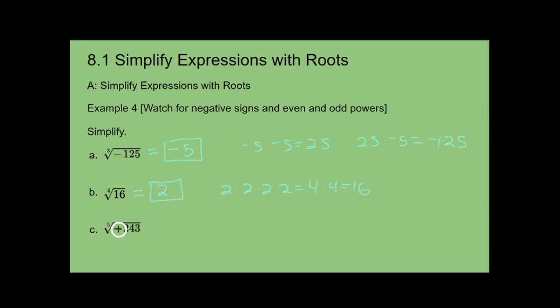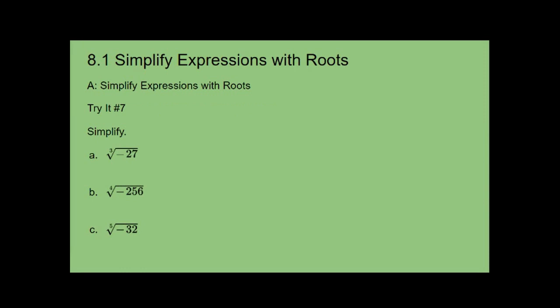Here we have another negative, but we're fine because we have an odd root here. So we want to know what times itself 5 times is equal to negative 243. Hopefully you will reference your chart when you have problems like this, and the solution to this is negative 3. Okay, you guys are going to do some try it problems. Go ahead and pause the video and then come back to check your answer.